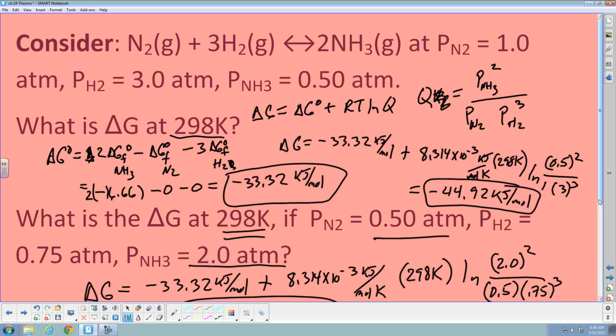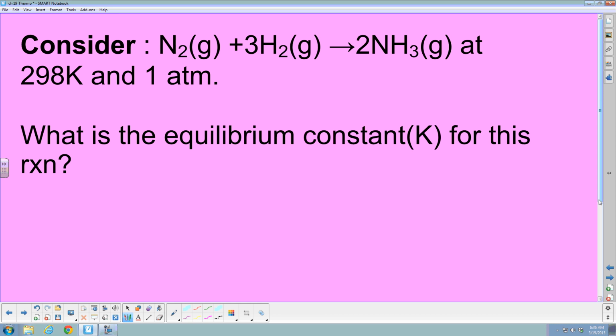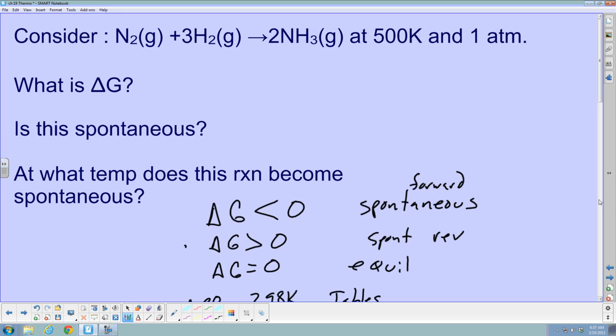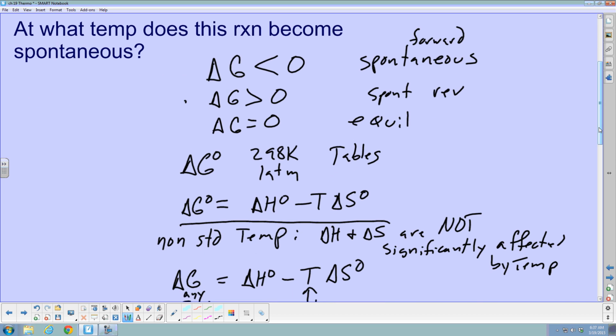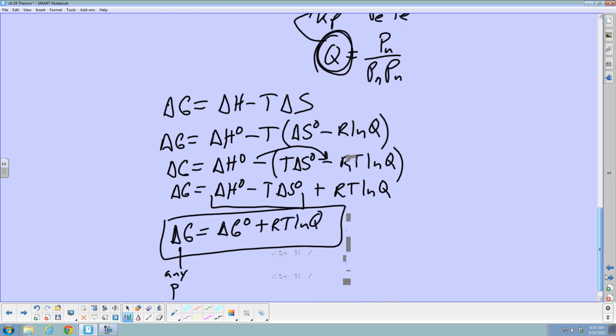Now we want to take a look at this one. What is the equilibrium K for this reaction? Well, what do we remember? Let's go back to our notes for a second. What did I say at equilibrium? At equilibrium, my delta G is equal to 0. So can we use that? Sure we can.